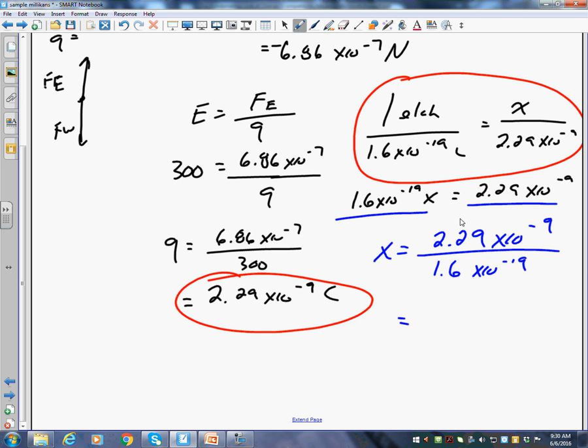Okay, so my answer ends up being a really large number, 1.43 times 10 to the 10, and that is elementary charges or Elches. This plastic sphere has a charge of 1.43 times 10 to the 10 elementary charges, which is 14 billion electrons.